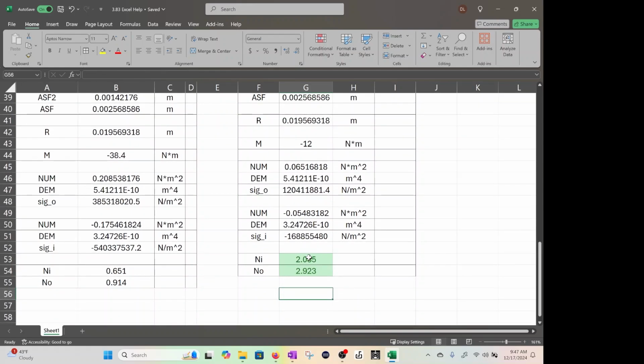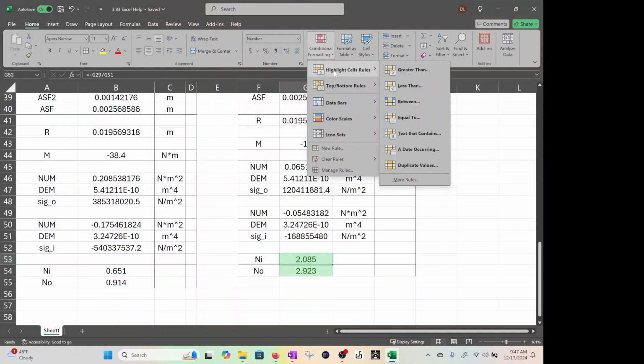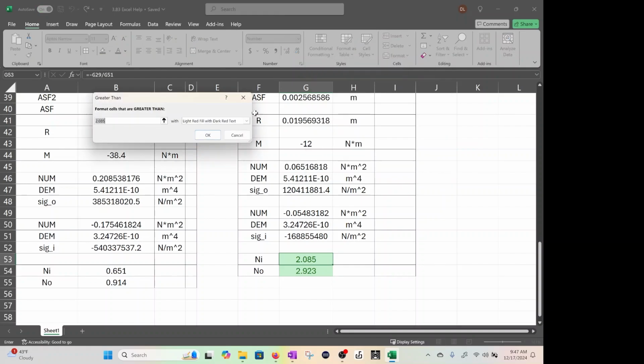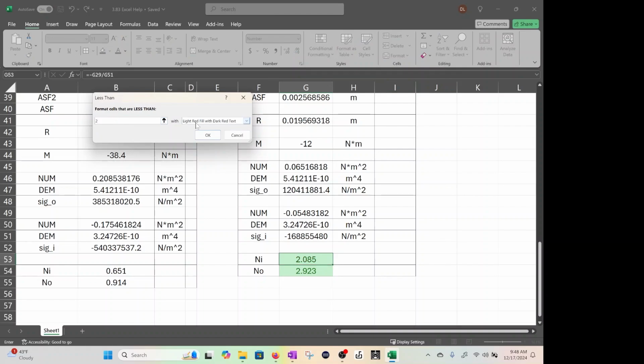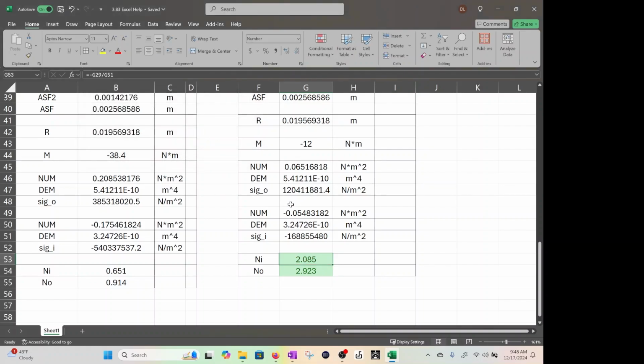Now, how did I make it green? Well, if I go up here and select this cell and go to conditional formatting, I click it, I go to highlight cells, you can do greater than or less than, and you can pick a color. So if I do greater than, I type in 2, and I want this to be green, I click OK, and then it will do that. Then you can go ahead and click conditional formatting, do less than, say less than 2, and it'll be red. Click OK, and then watch.